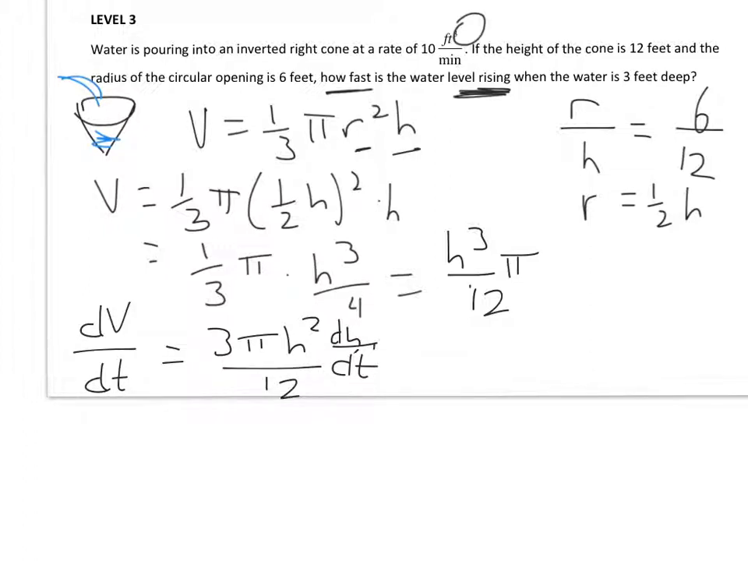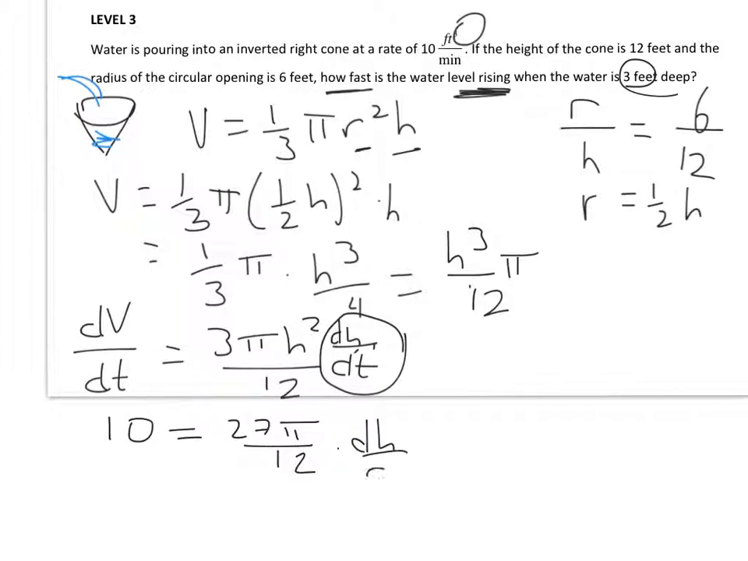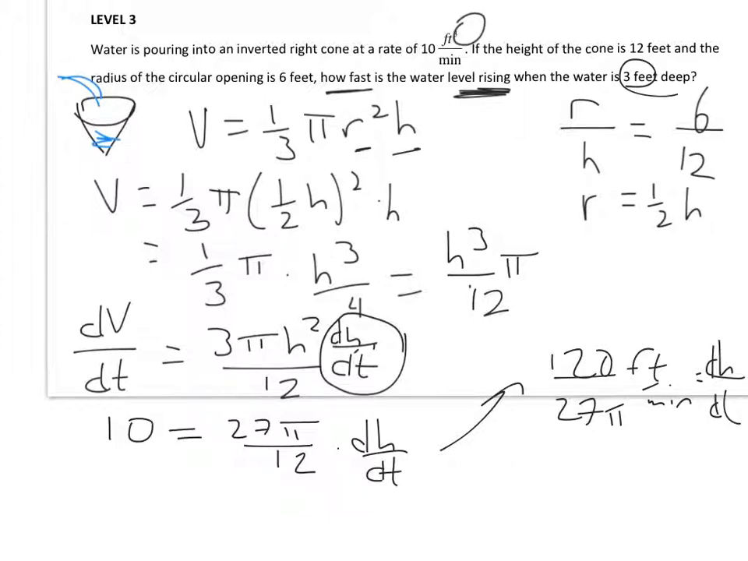What am I trying to solve for? How fast is the water level rising when the water is 3 feet deep? We're told in this problem that the change in the volume is 10 cubic feet per minute. My height, I'm told, is 3 feet. 3 squared is 9. So I get 27 pi over 12. And now I've isolated dh/dt. So I've got my final answer now, 120 over 27 pi. And then my units were feet per minute equals dh/dt.